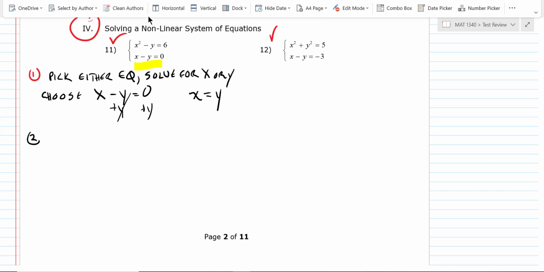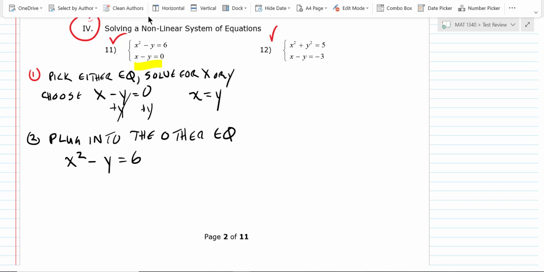All right, step two is you're going to plug into the other equation, okay? Plug into the equation you did not pick. So what I would do is write down that top equation, x squared minus y equals 6. Now, it doesn't matter which way you plug this in, but this is basically saying x is y. So if I want to, I could change x in this problem to y. I'm just plugging it in. That's what it says, x is y.